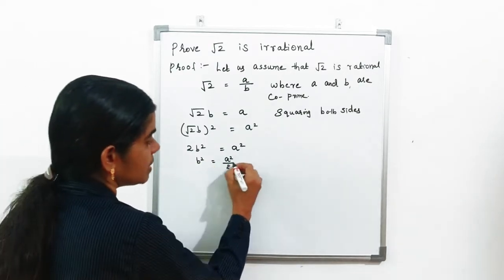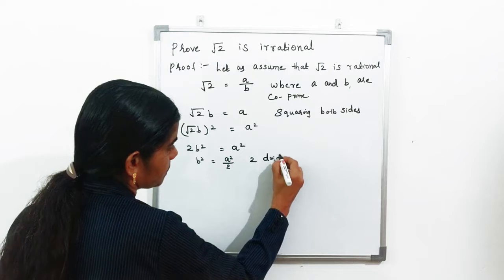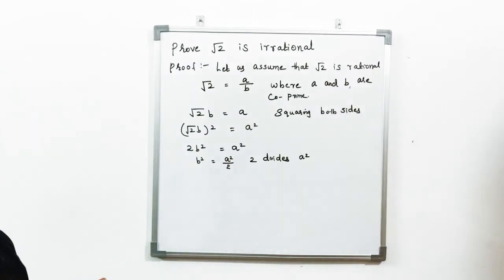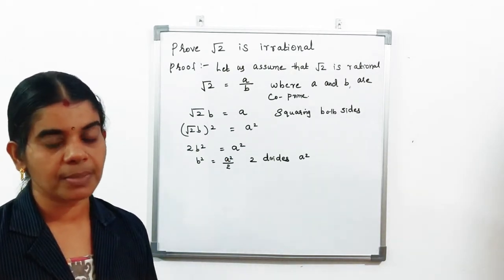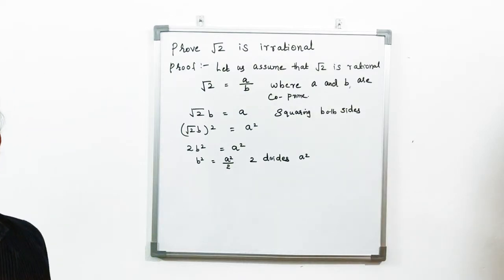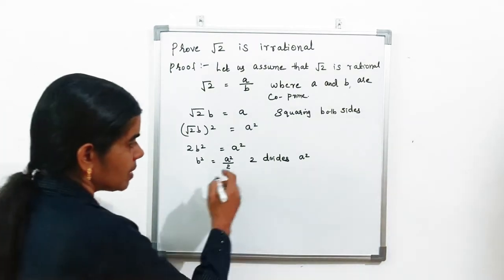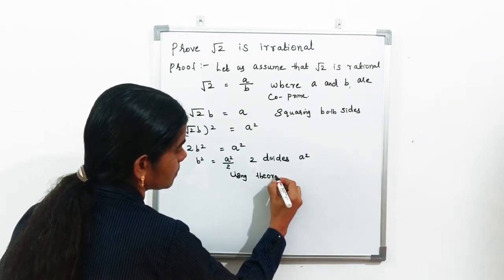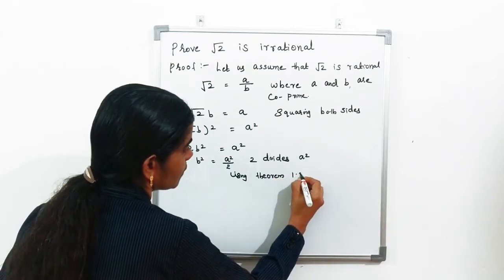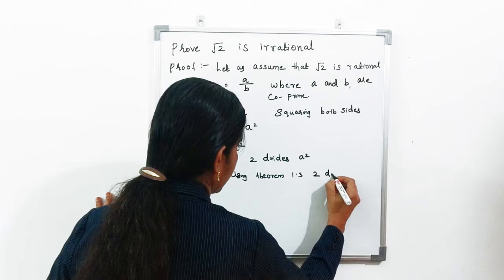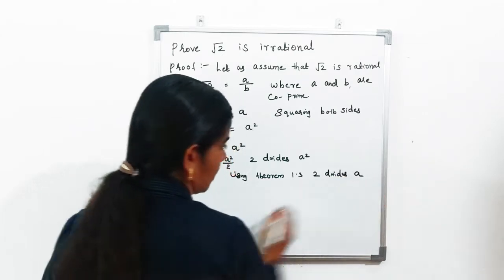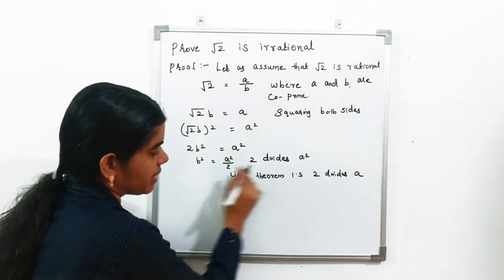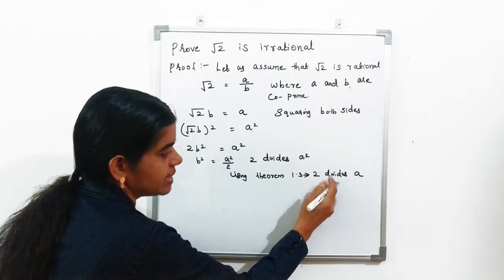What does this mean? This means 2 divides a square. I already told one theorem: if p is a prime number and p divides a square, then p divides a. Using that theorem 1.3, we can write that 2 divides a. Up to this, is it clear? Using that theorem, 2 divides a square, and next we have written 2 divides a.